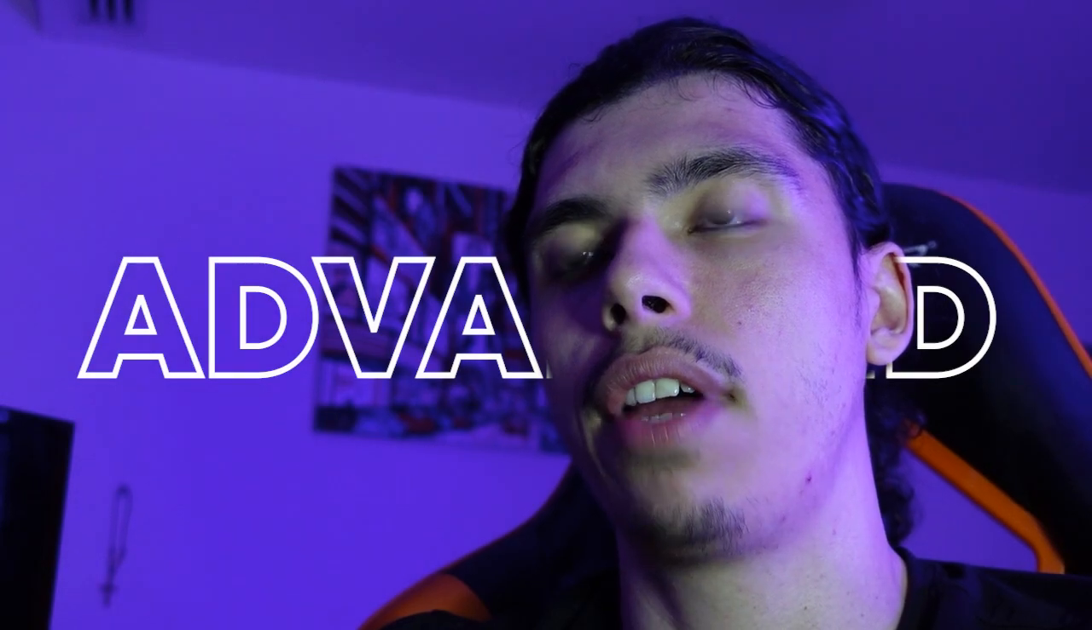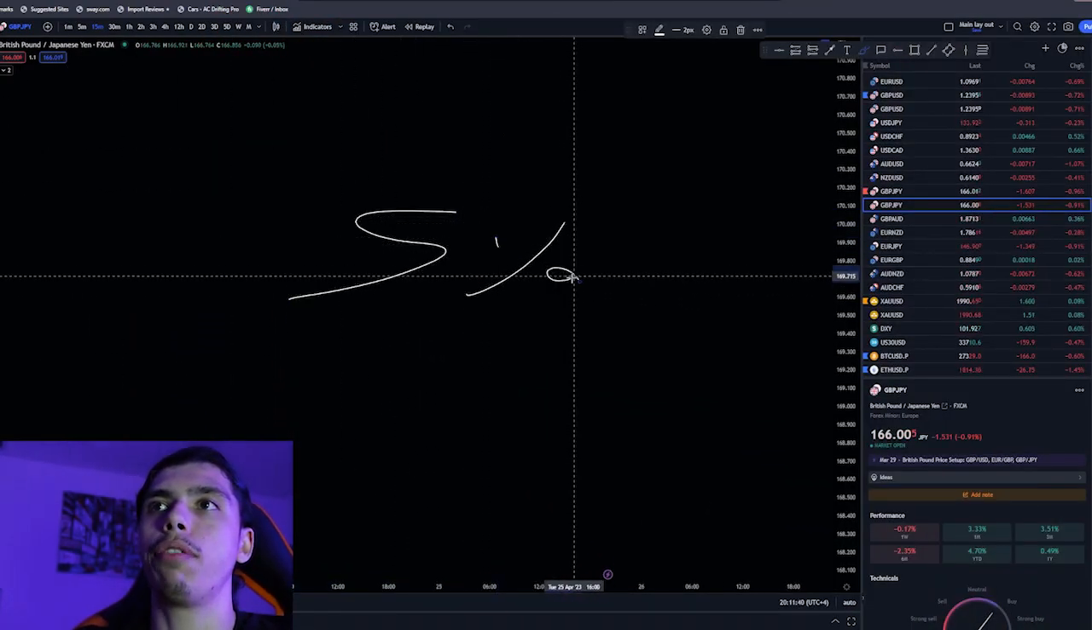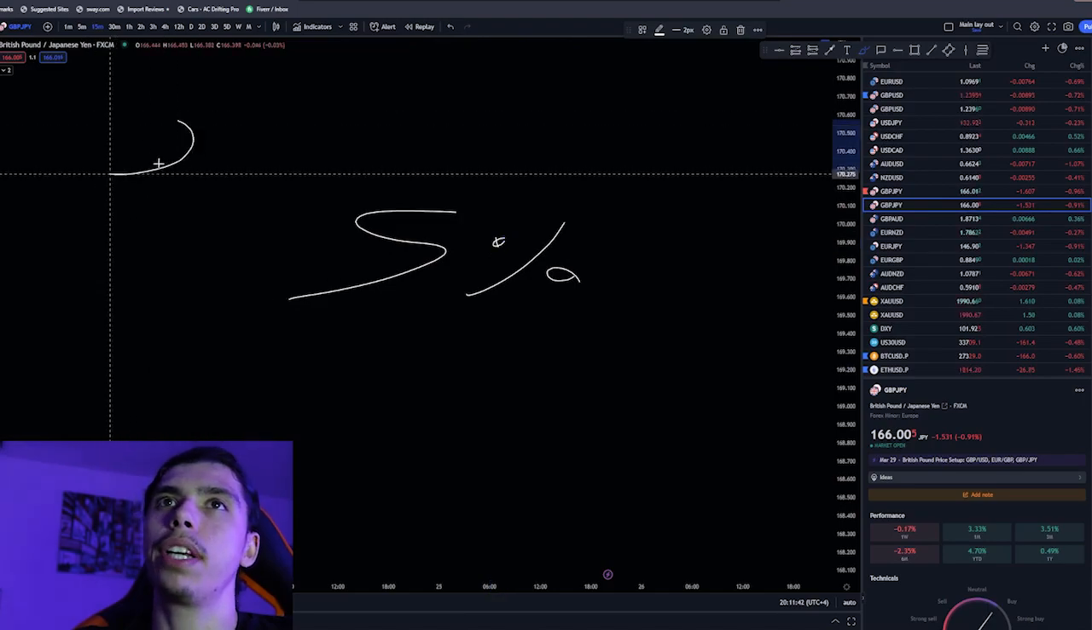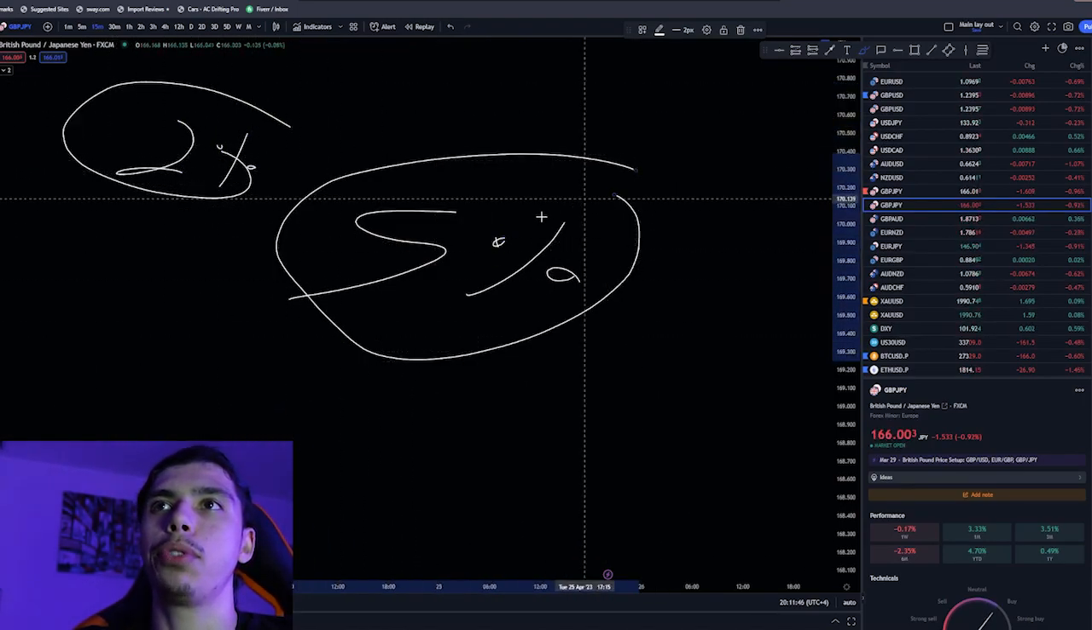Now we're going to go onto the charts and get into more advanced stuff as to how to exactly manage your risk and what is my advice. So when it comes to the charts here, first thing is you don't want to be risking more than 5%. And if you're a complete beginner, don't risk more than 2%. The reason why I say this is these numbers will keep you safe.